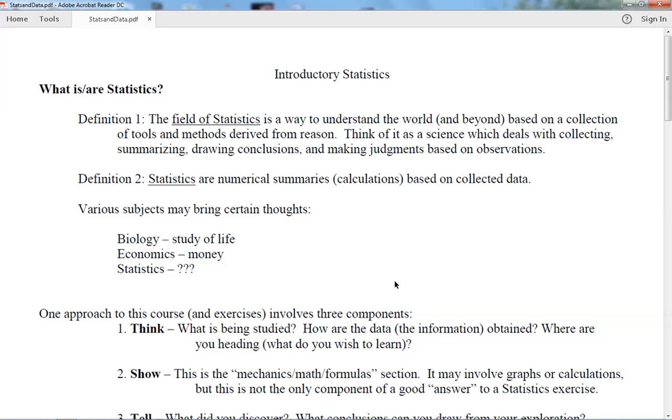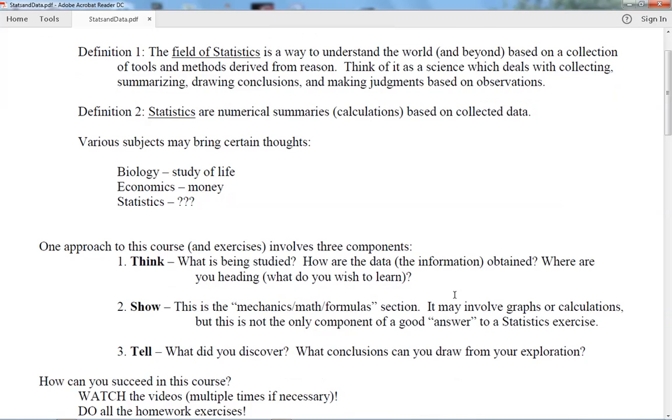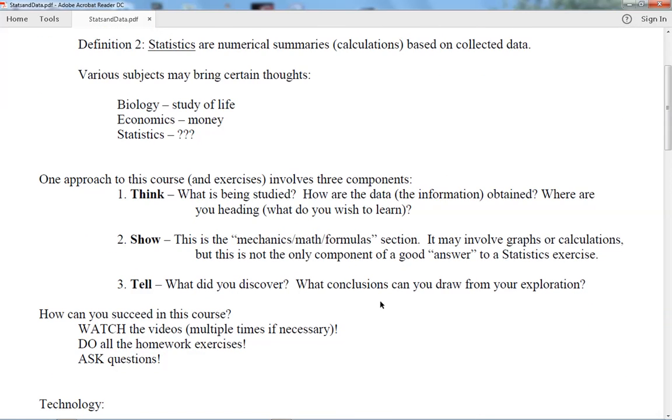As we embark on the adventure of studying methods of statistics, here's a little information to keep in mind. One approach to this course and exercises involves three components. 1. Think. What is being studied? How are the data, the information, obtained? Where are you heading? What do you wish to learn? 2. Show. This is the mechanics, the math, the formulas section. It may involve graphs or calculations, but this is not the only component of a good answer to a statistics exercise.